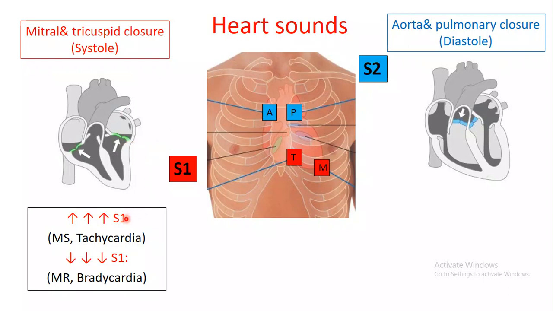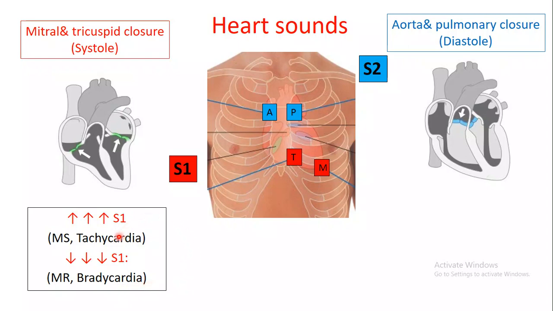So to summarize, the causes of accentuation of the first heart sound are either a disease on the leaflet itself, like in patients with mitral stenosis, or related to the force of closure that is increased in tachycardia. On the other hand, the causes of muffled S1 are related to malcoaptation between the leaflets themselves that occurs in patients with mitral regurgitation, or decreased force of closure that occurs in patients with bradycardia.